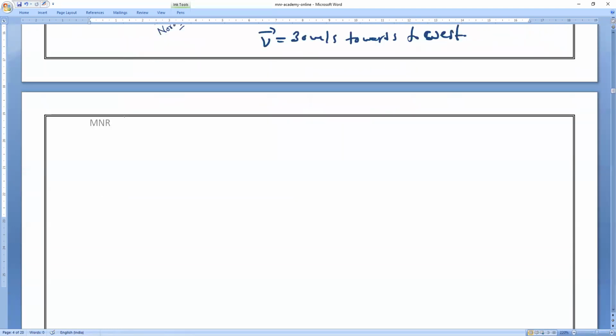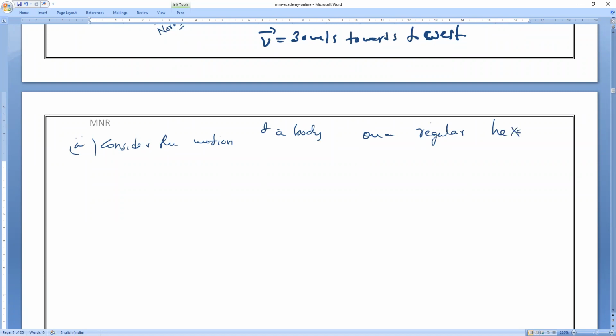Now let us take one more path. Second example. Consider the motion of a body on a hexagonal path. Hexagon means how many sides? Six. On a regular hexagon. Okay, so let us draw the hexagon. The names are A, B, C, D, E, F. That is the name.